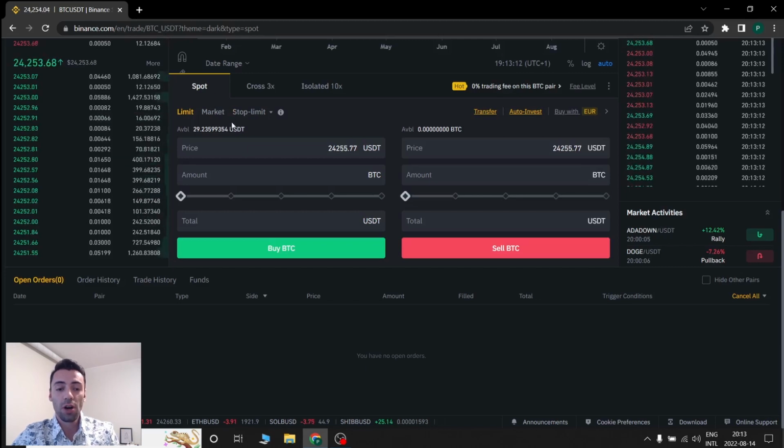So we are in the spot. What do we have? How many? 1, 2, 3, 4, 5 different sets of positions. First, limit, market, stop limit, trailing stop, which is kind of new on Binance, and the OCO. So first we're going through the limit.